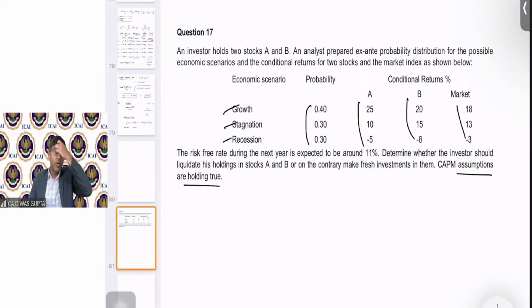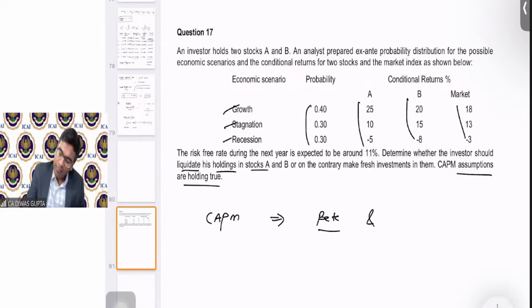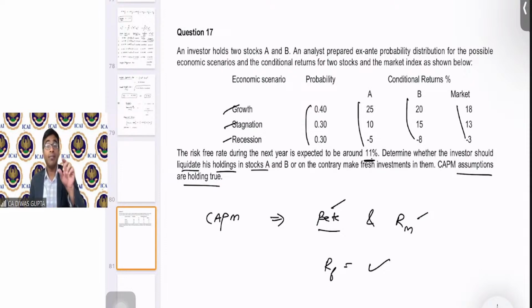Okay. Now, since they're talking about CAPM, and we are also supposed to tell them whether they should liquidate his holdings or not, which is a decision on buy, hold, or sell, correct? Which comes from Jensen's alpha. For Jensen's alpha, we need to make use of CAPM. For CAPM, we need to have beta and return from the market. Risk-free is already there, which is 11%, correct? So we have to first calculate return from market and beta. Then only will we be able to arrive at expected return as per CAPM. Then only will we be able to tell whether the actual return minus expected return is giving us better returns or not. Okay.